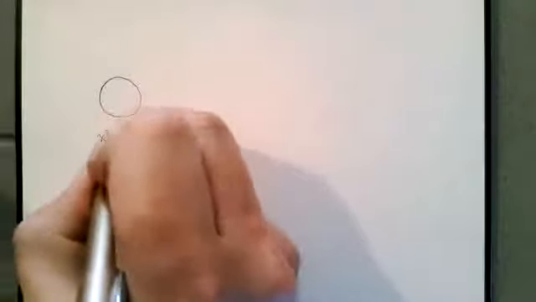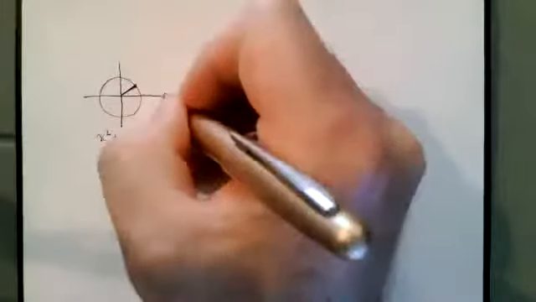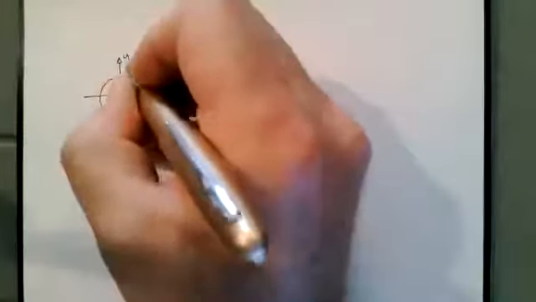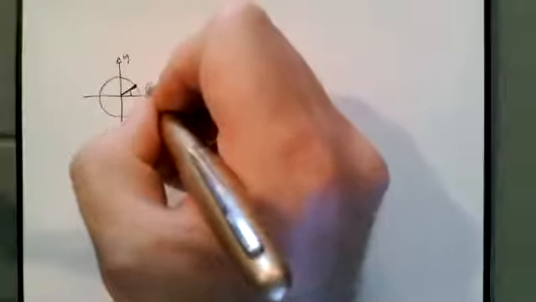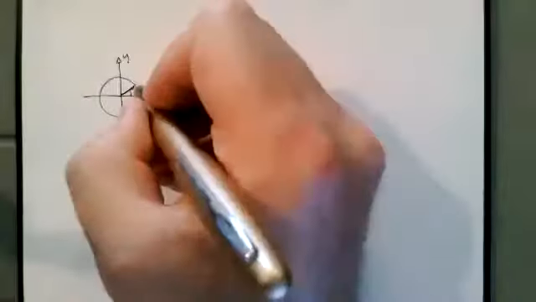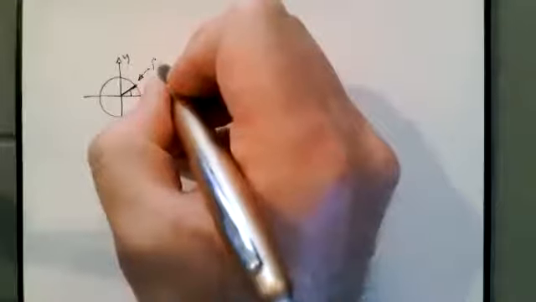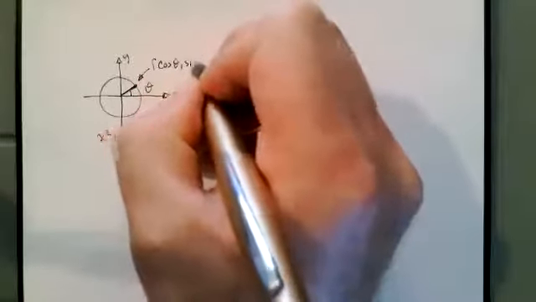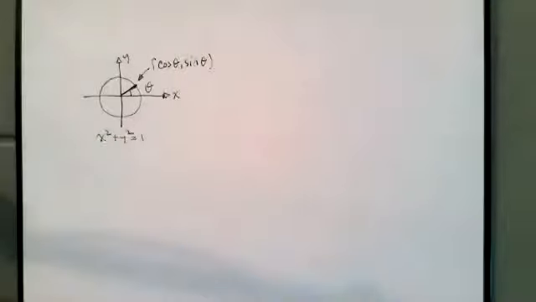Here's a brief look. If we have a unit circle, x squared plus y squared equals 1, we know that the coordinates of the points are going to be cosine theta, sine theta, where theta is the positive angle from the positive x-axis.